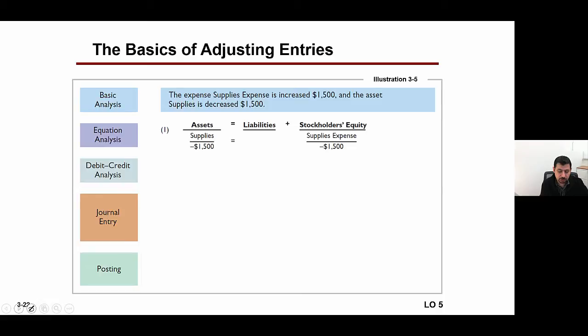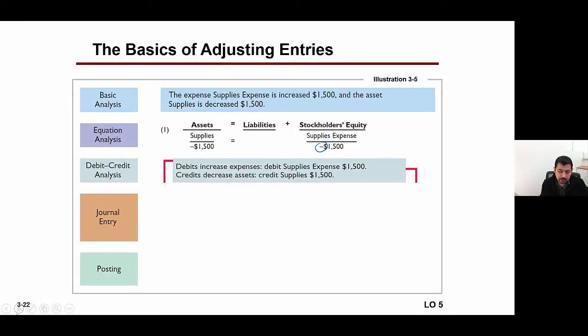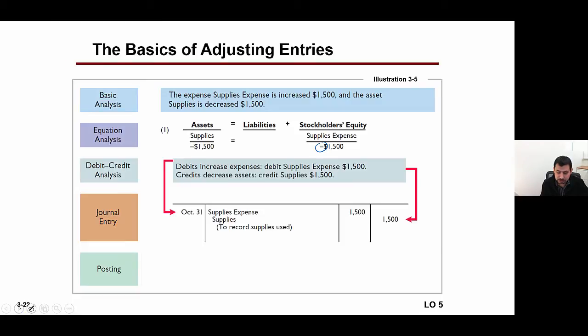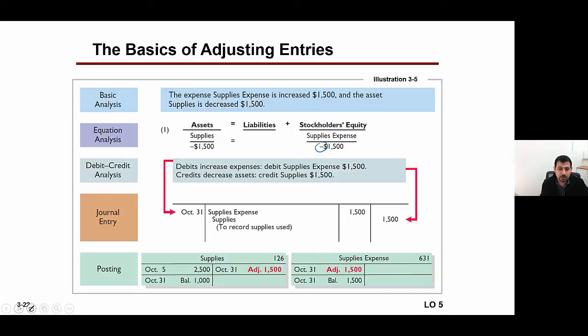This is how we made the analysis. We looked at the equation. Supplies decreased by 1,500 and the supplies expense increased by 1,500. Remember that this minus here indicates the negative effect that expenses have on stockholders' equity, because in this case stockholders' equity will decrease by $1,500. Assets decrease by crediting them, and debits increase expenses. So we debit supplies expense and we credit supplies, and this is how we post it to the ledger accounts.